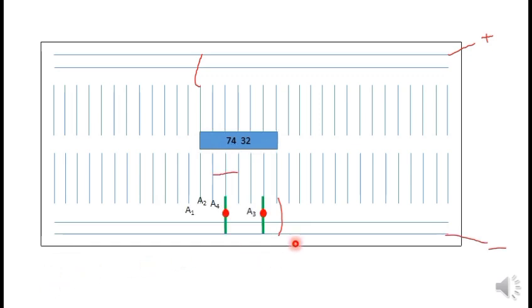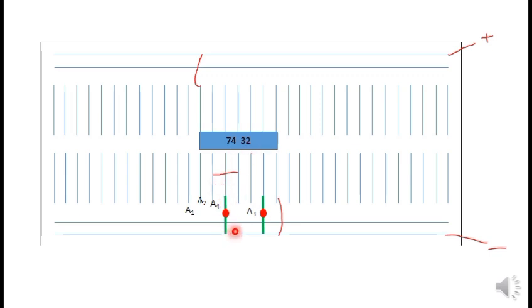Next, I have made a connection here, A1, as was shown in the logic diagram. It was not connected to any gate, so it will remain idle. A2 will be connected to the first line, A4 will be connected to the second, A3 will be connected to the fifth line of the IC.